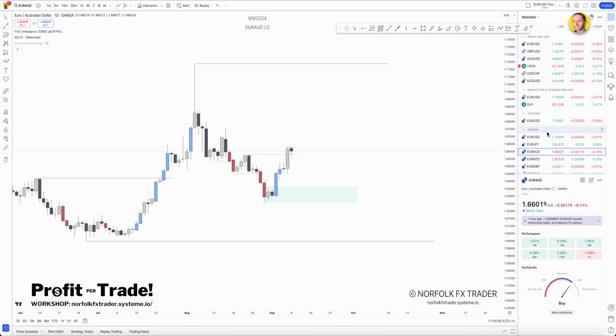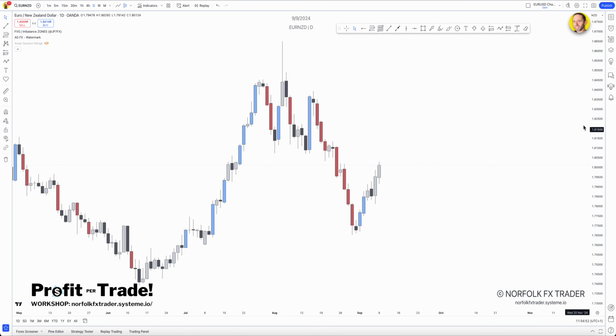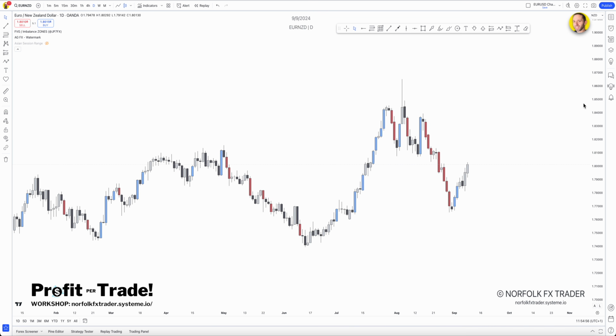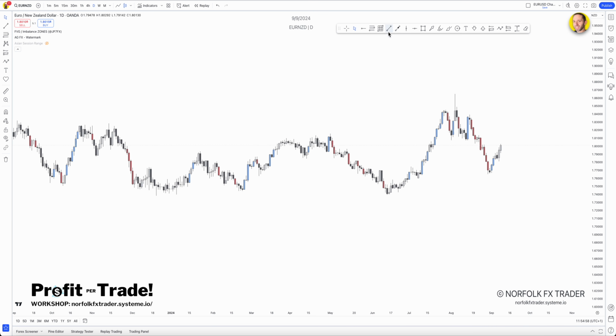Let's go to the next pair, the Euro New Zealand. See how quickly we can go through each chart doing this. Again, let's look at a longer term structure. So we can see the market actually just closed to downside there, broke to the upside. We had a quick drop, move higher. So we're going to see that as a sweep of the high. This is then my weak high in the market.